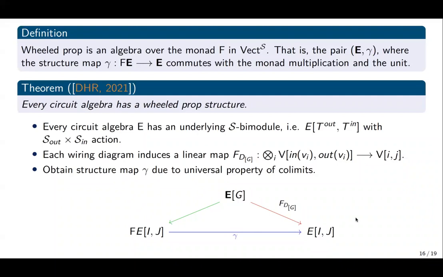The structure map is defined by this commutative diagram, where this red arrow comes from the wiring diagram data, and the green arrow comes from the definition of colimit in this context, where a colimit is a vector space. It comes with a map from a decorated graph to its colimit, and the commutativity of this diagram comes from the universal property of colimit. So I've got an S-bimodule and a structure map, and the commutativity of the diagrams using multiplication and units is ensured by the previous lemma that we talked about in the last slide.